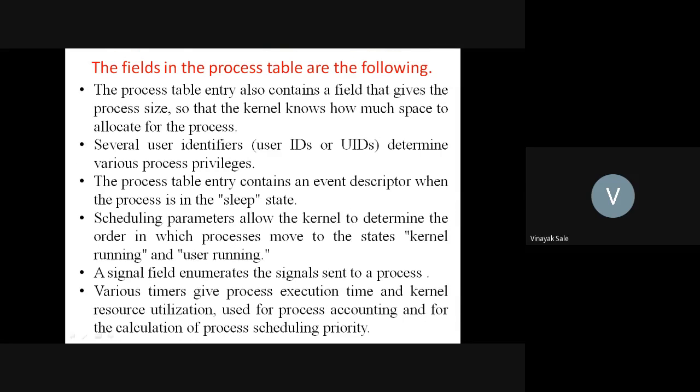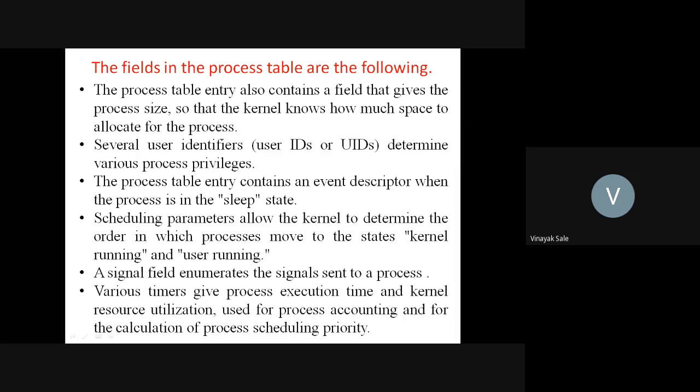Then the process table entry also contains a field that gives the process size. The kernel knows how much space is required for that process. Then user IDs: several user IDs determine various process privileges. The process table entry contains an event descriptor when the process is in the sleep state.